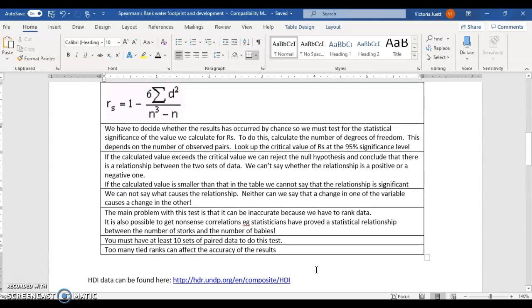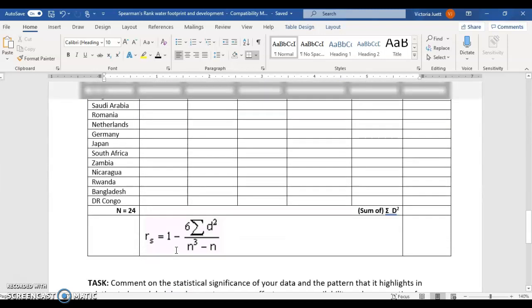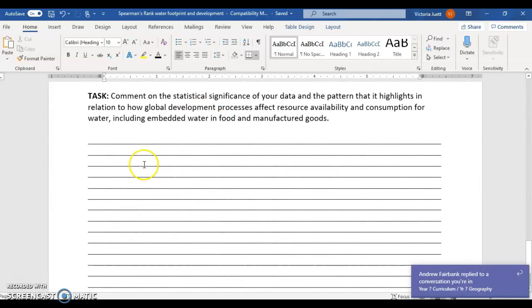You will need to have a look at the significance table, which I will include in the documents for this lesson, and work out what it is. Then what you need to do is literally just comment on the significance down here, and then upload this document, or if you want to write it in your notes or whatever, that's fine, upload it into the assignments.